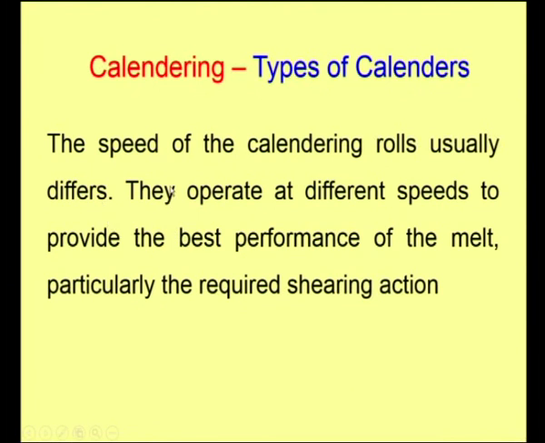As we have seen earlier in the equipment, controls are available to have the rolls rotate at different speeds. They operate at different speeds to provide the best performance of the melt, particularly the required shearing action. Whether the high shearing action is required in the first pair of rolls or in the second pair of rolls, accordingly one can vary the speed of the roll.